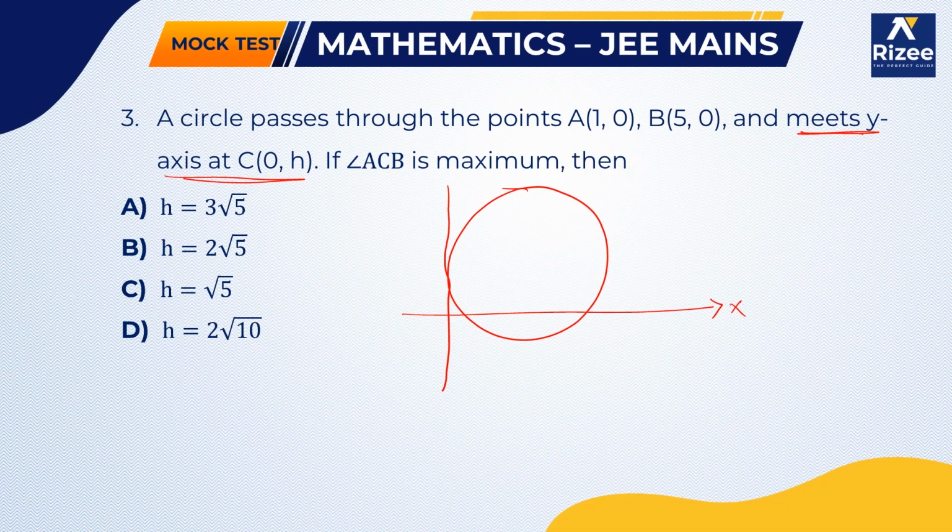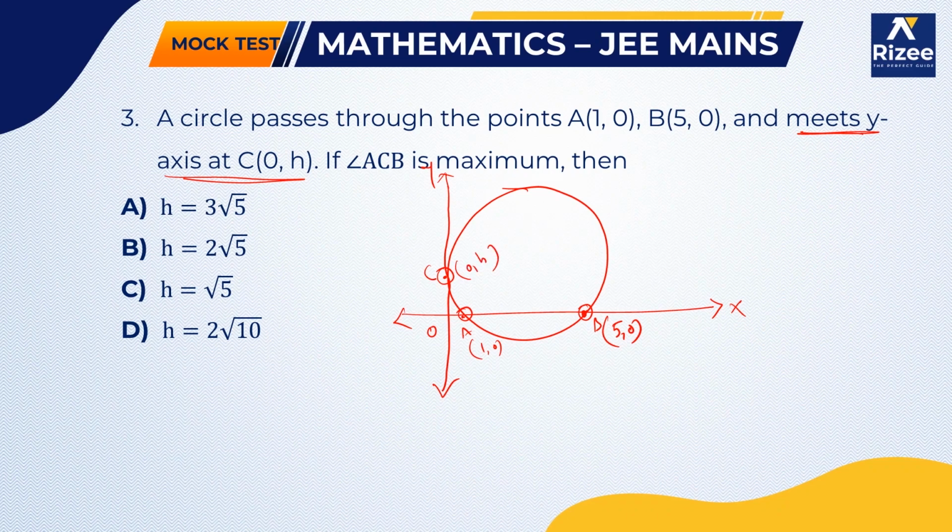This is the x-axis, this is the y-axis. Which is point C, which is point A, which is point B. A is how much? 1, 0. B is 5, 0. The circle touches the y-axis at C, which is 0, h.